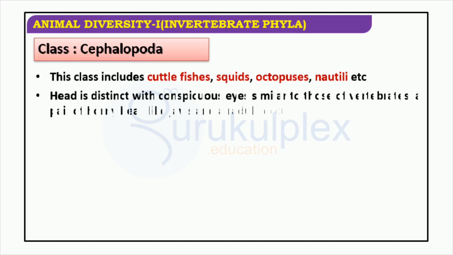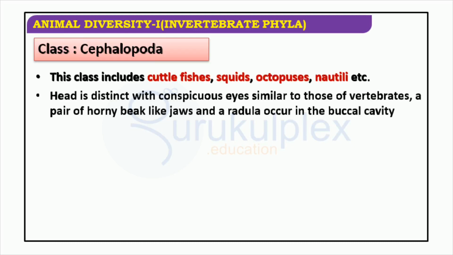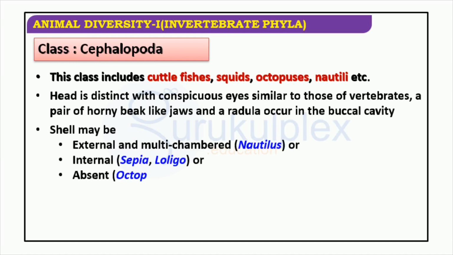Cephalopida is an incredibly unique and captivating class of invertebrate marine mollusks, consisting of cuttlefishes, squids, octopuses, and nautiluses. A defining feature of cephalopods is their head, which holds 2 eyes which resemble those of a vertebrate, as well as a pair of beak-like jaws in the buccal cavity. Depending on the species, a cephalopod's shell can either be external and multi-chambered like a nautilus, internal like a squid or cuttlefish, or completely absent, like with an octopus. Cephalopods can be found in multiple regions of the world's oceans, making them truly incredible creatures.